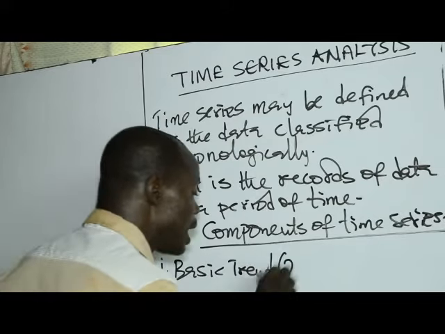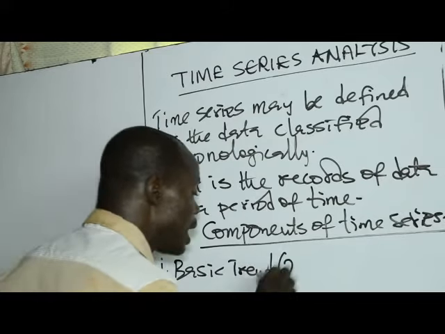This is the overall direction of change in the data. It is the general direction. Basic trend is the general direction in which the graph of a time series appears to be moving over a long period of time.